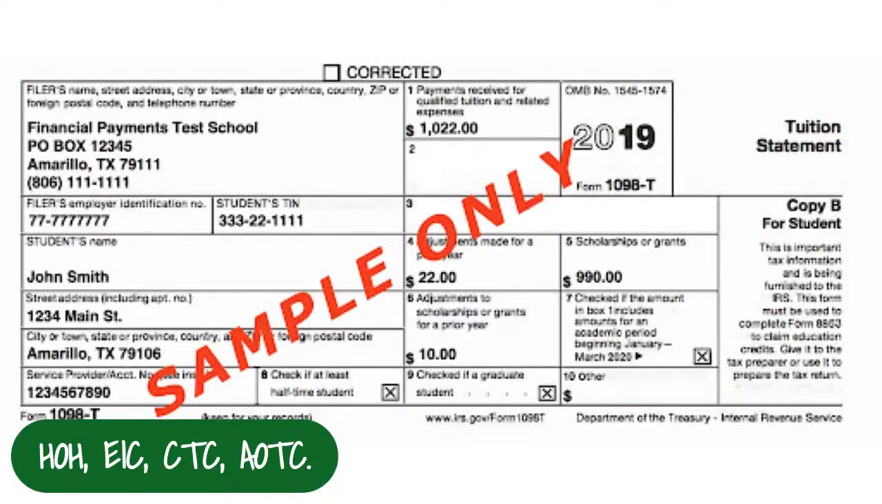And finally, AOTC, American Opportunity Tax Credit, which is for the school credit. If you can't prove that the school was attended, if you don't have that 1098-T form that looks something like this, here's one, then there's a possibility that they could summon you for proof. And if you don't have it, then guess what? You may have to forfeit that.